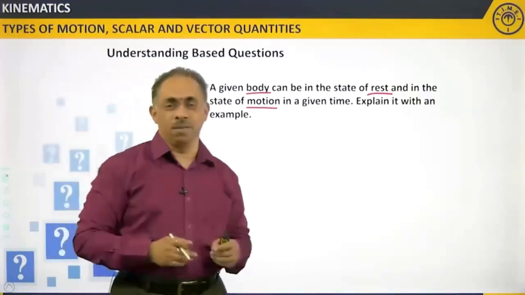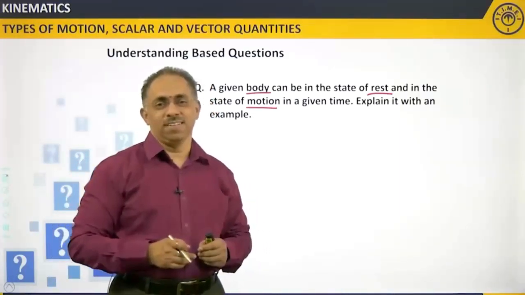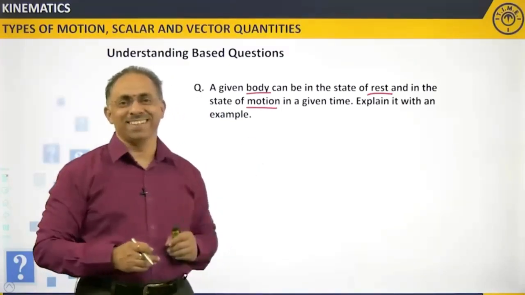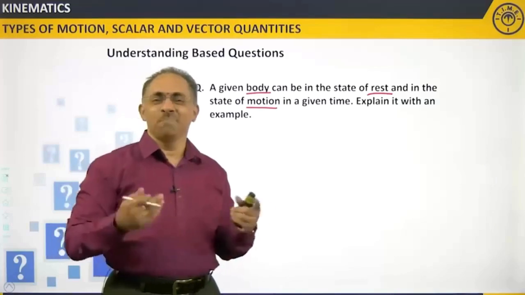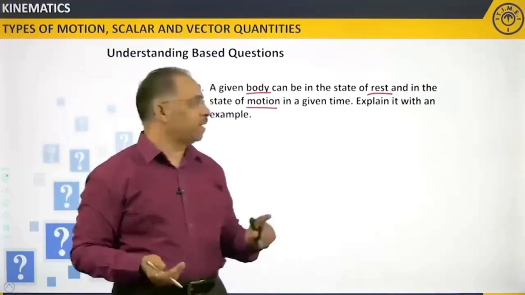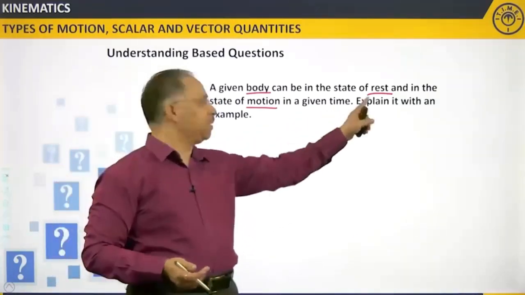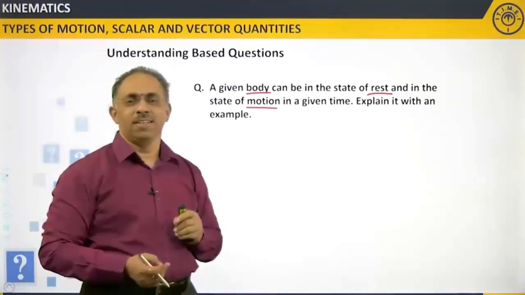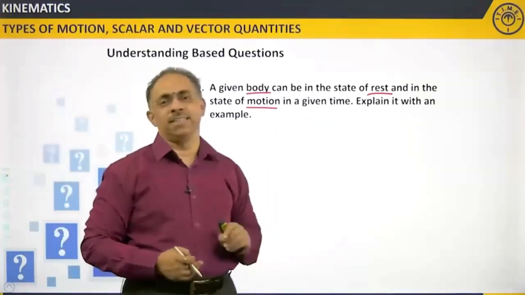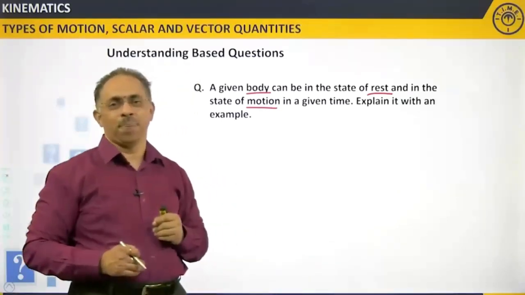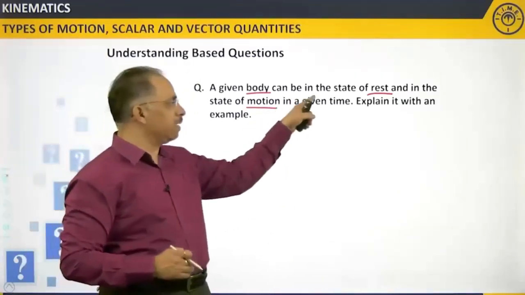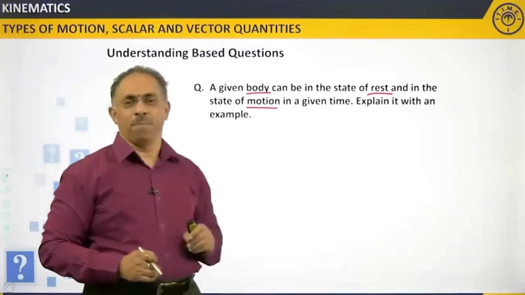If it is not possible, why is the question here? We can say simply no, right? But here we need to explain with an example. It indicates a clue actually that yes, it is possible to be in a state of rest and in a state of motion.